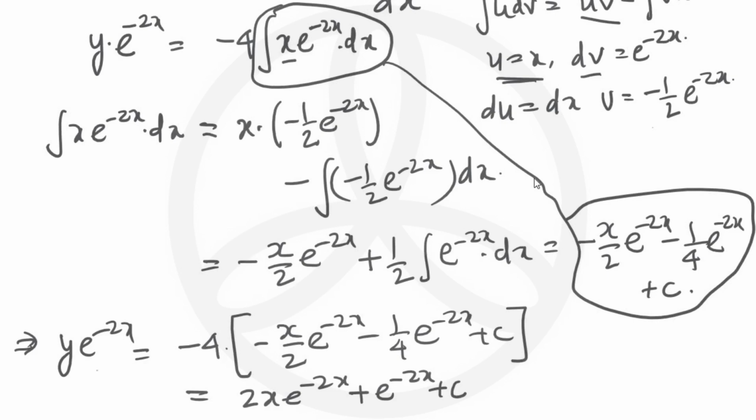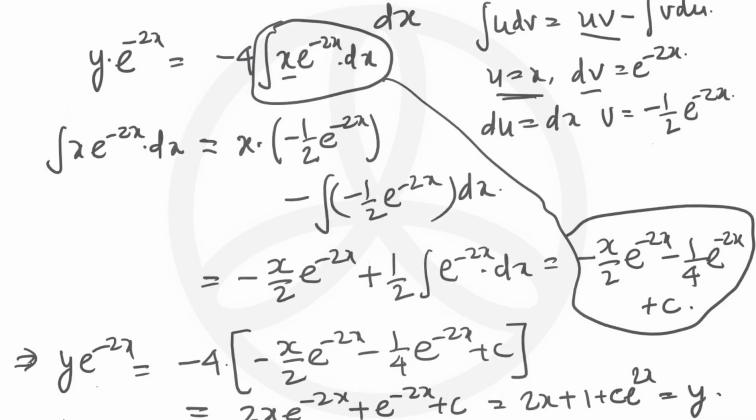And if we divide the entire expression from left hand to right hand side with e to the power minus 2x, we get 2x here plus 1 here plus c multiplied by e to the power 2x is equal to y. So this will be our solution. Our solution will be this one.